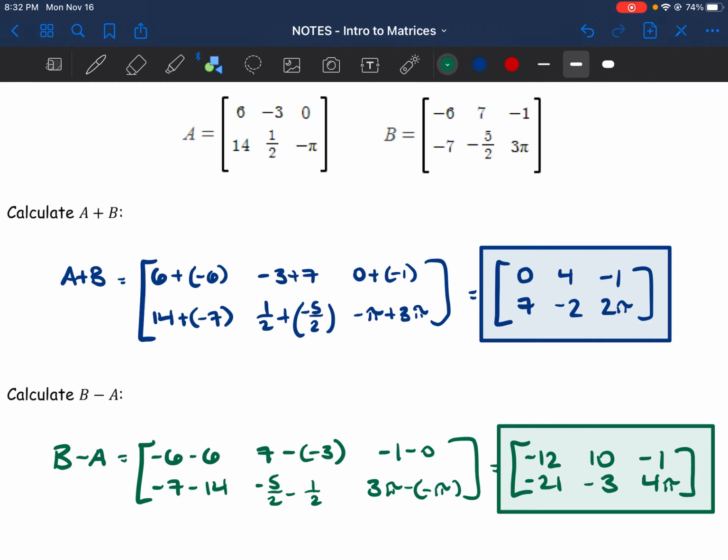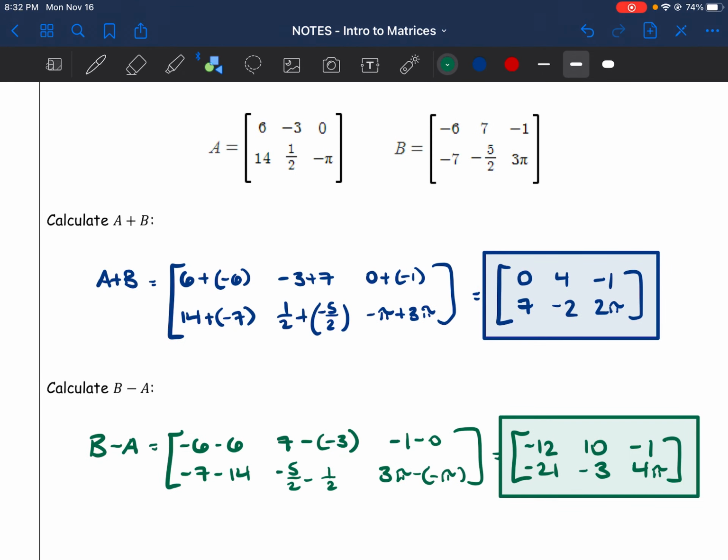Okay, so matrix addition, matrix subtraction, pretty simple process. Now, I want to show you how we can check our work. And it turns out that Desmos has a matrix calculator that we're going to be taking advantage of. So let's go over to Desmos so we can see how to do this in the matrix calculator.